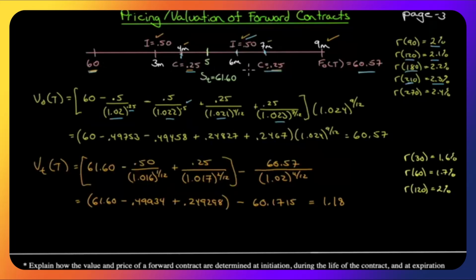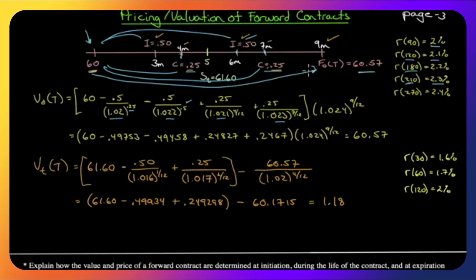And then, now that we've gotten all of our income back here, and we've gotten both of our costs back here, this here in the square brackets is the total amount of money at this point in time. We carry it all the way to the end. This is 9 months. We're going to need a 270-day rate. That's 2.4%. There we go. And for your calculator check, I put all the values in here, we get 60.57.